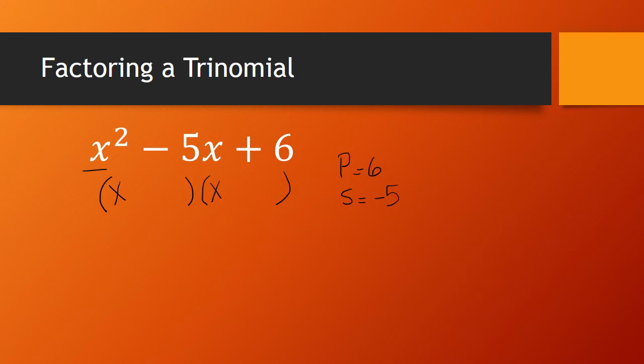And the two numbers that I can think of that if I multiply, I get 6, and if I add, I get -5, are -2 and -3. -2 times -3 is 6, and -2 plus -3 is -5. This means that the binomials are going to be x minus 3 and x minus 2.